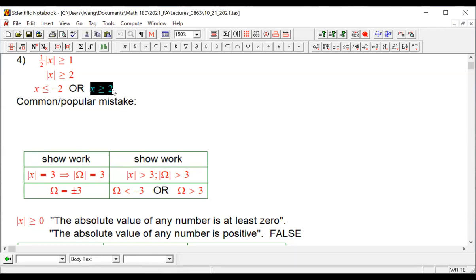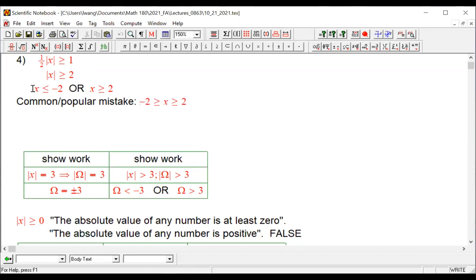right? So they take this part. And then they see that x is less than or equal to -2, right? So they put it this way. This is one of those common mistakes, provided the student has gone through these steps and presented this one as the answer.